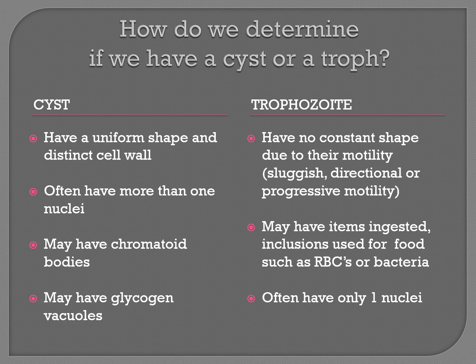If you have a trophozoite, you will notice that the trophozoite has no consistent shape, and that is due to its motility. Remember, the trophozoite is the motile form of the parasite. Some motilities might look sluggish, directional, progressive, or directionally progressive. And the trophozoites are the feeding stage of the protozoan as well, so you may see ingested inclusions such as food, like red cells or bacteria. Usually Entamoeba histolytica ingests red cells, and a number of your protozoans ingest bacteria, including Entamoeba coli. The trophozoites only have one nucleus that's easy to see as well.